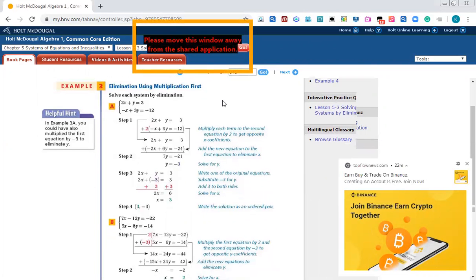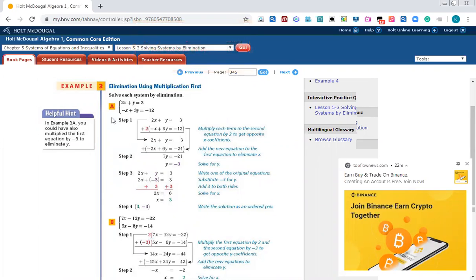Elimination using multiplication. First, solve each system by elimination. 2x plus y equals 3, minus x plus 3y equals minus 12. So here we don't have the same value, because we said if we have same value, same sign, subtraction; same value, different sign, addition. But here I have different values. I have 2x and minus x, and y with 3y.